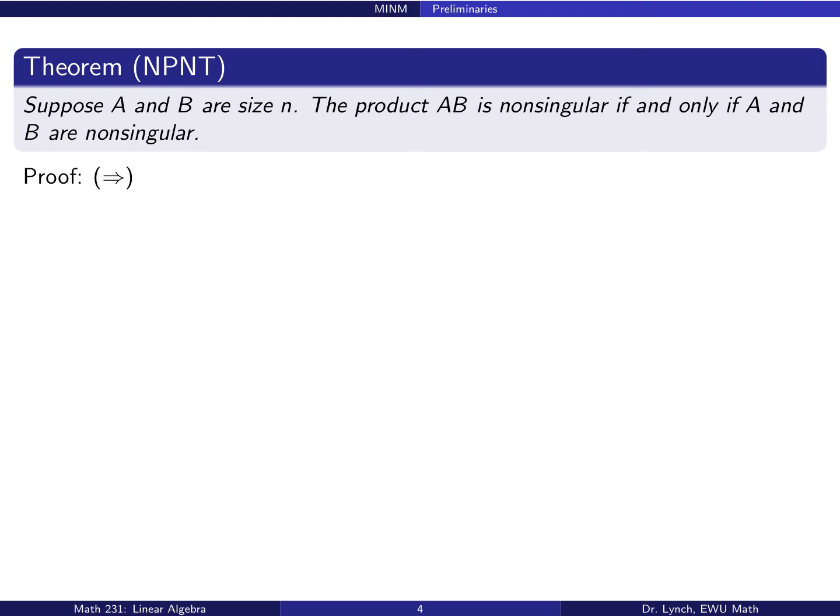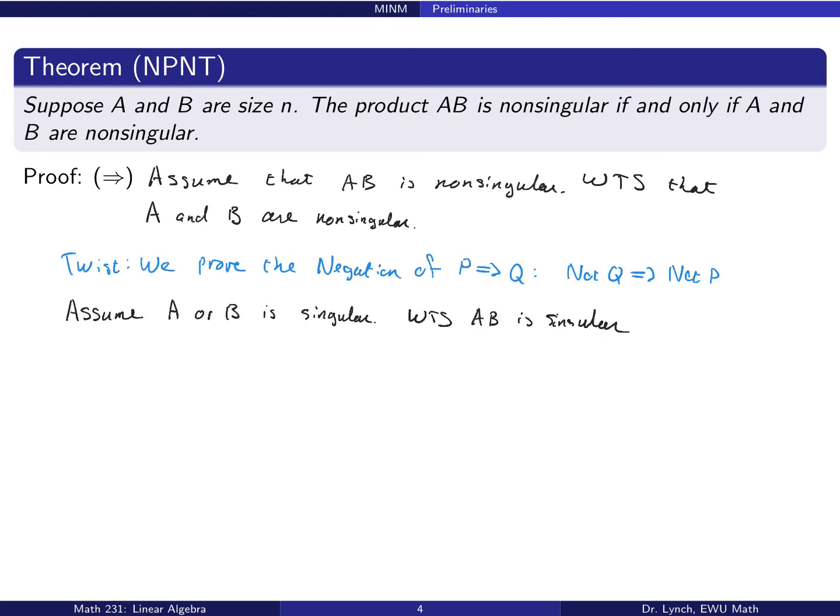Okay, so this is a statement of the flavor P if and only if Q. We're going to prove the P implies Q part together. And the way we'll do that is sort of interesting. We'll prove it using the contrapositive, proving instead not Q implies not P. So the twist is that we prove the statement by assuming that A or B is singular, and then we want to show that AB is singular.